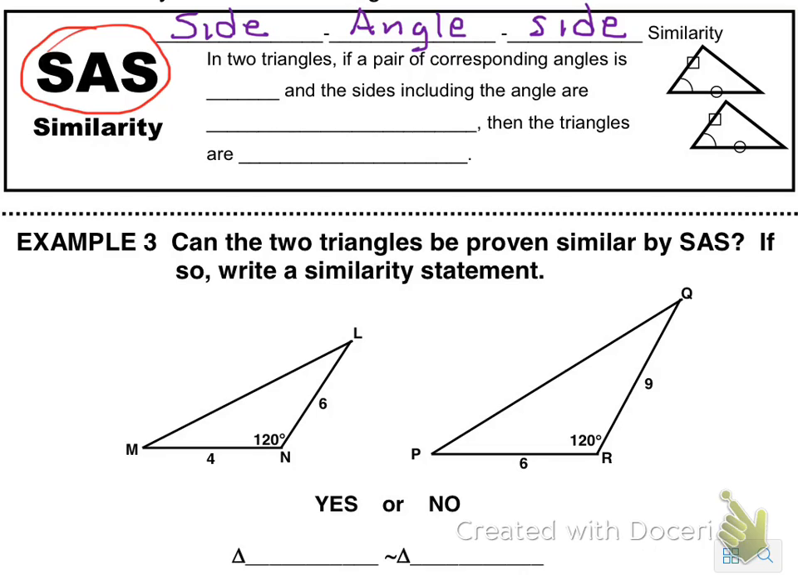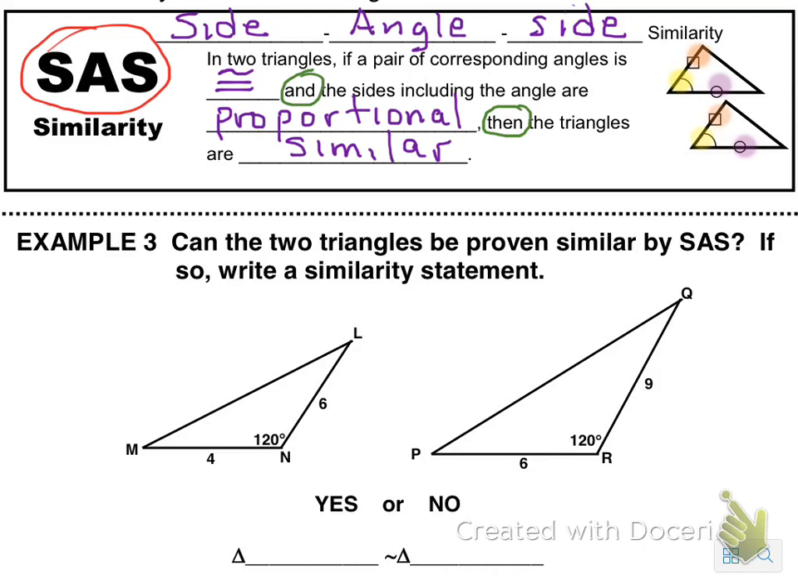And in that theorem, we're told that in two triangles, if a pair of corresponding angles is congruent, and the word "and" there is very important because there are two conditions here that must be met. So if a pair of corresponding angles is congruent and the sides including the angle are proportional, then the triangles are similar.